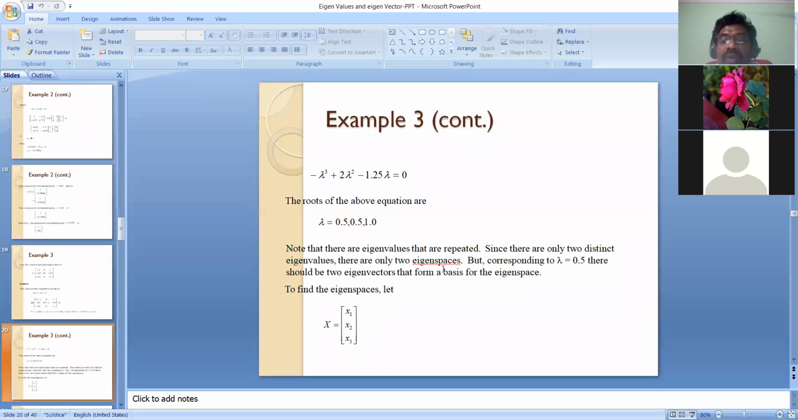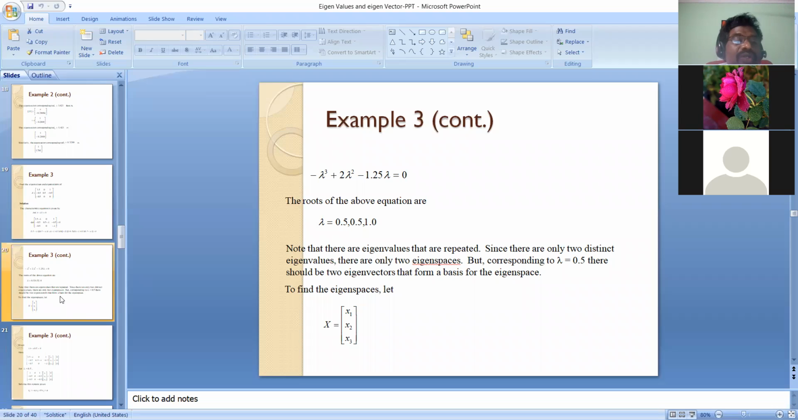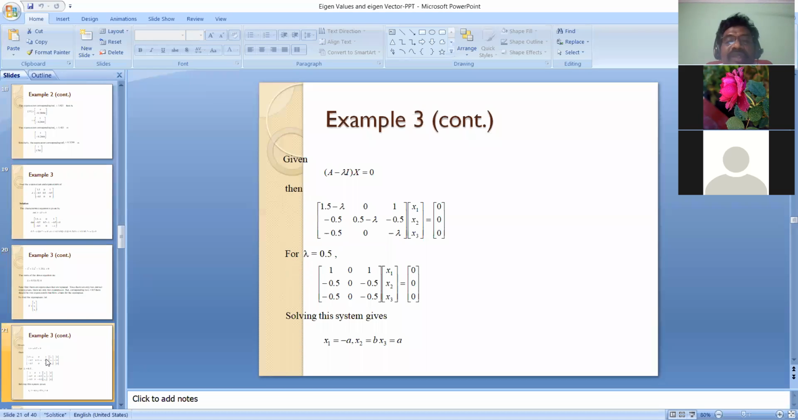There are only two distinct eigenvalues, which means two eigenspaces. But corresponding to lambda equal to 0.5, there should be two eigenvectors that form the basis of the eigenspace. Suppose let us find x equal to (x1, x2, x3) is the eigenspace corresponding to lambda equal to 0.5.